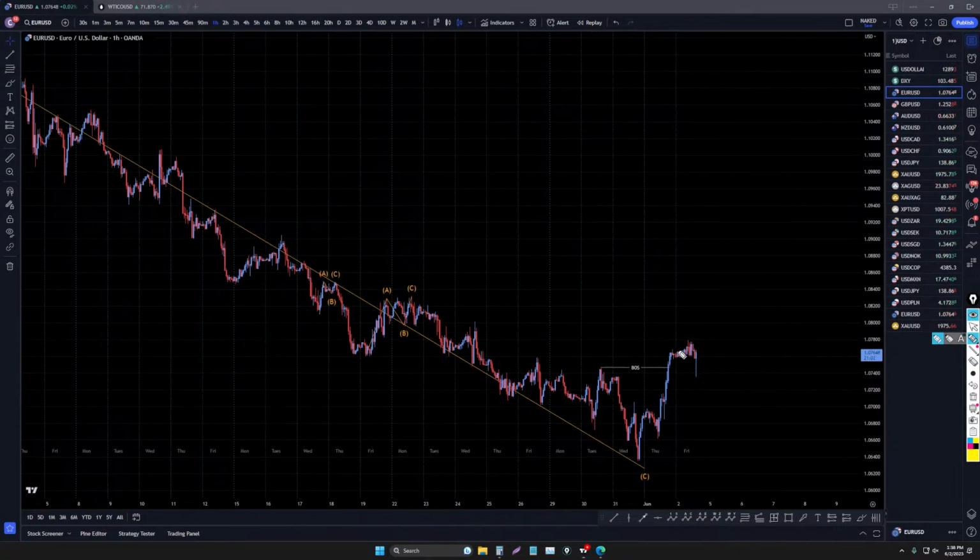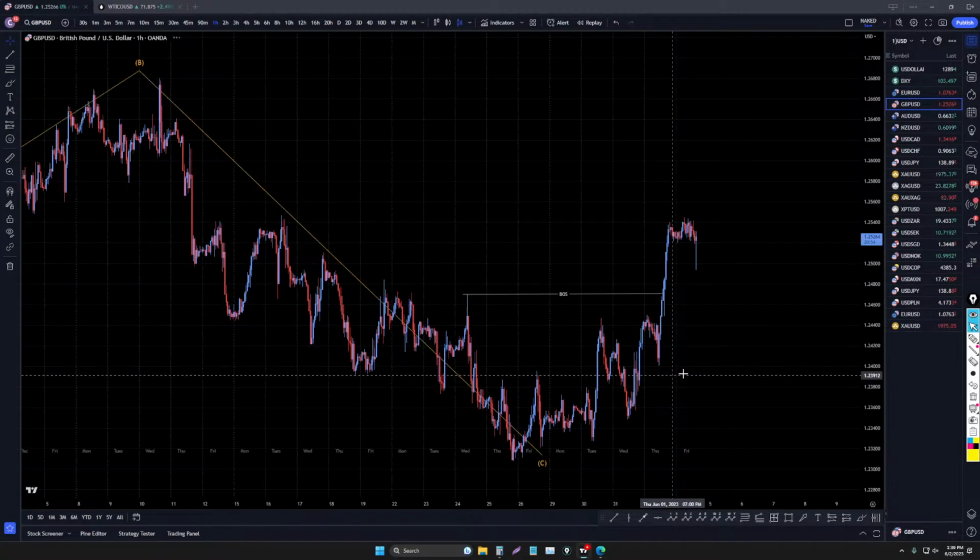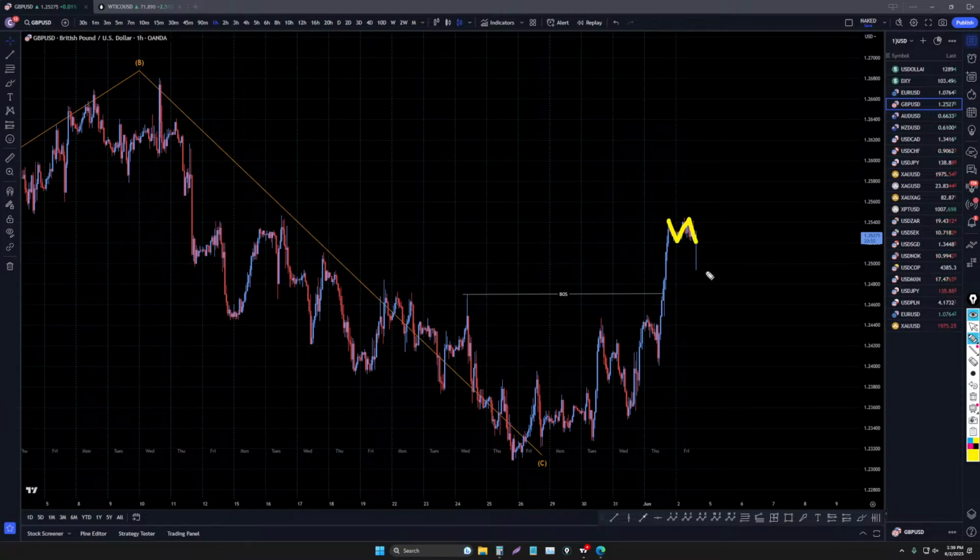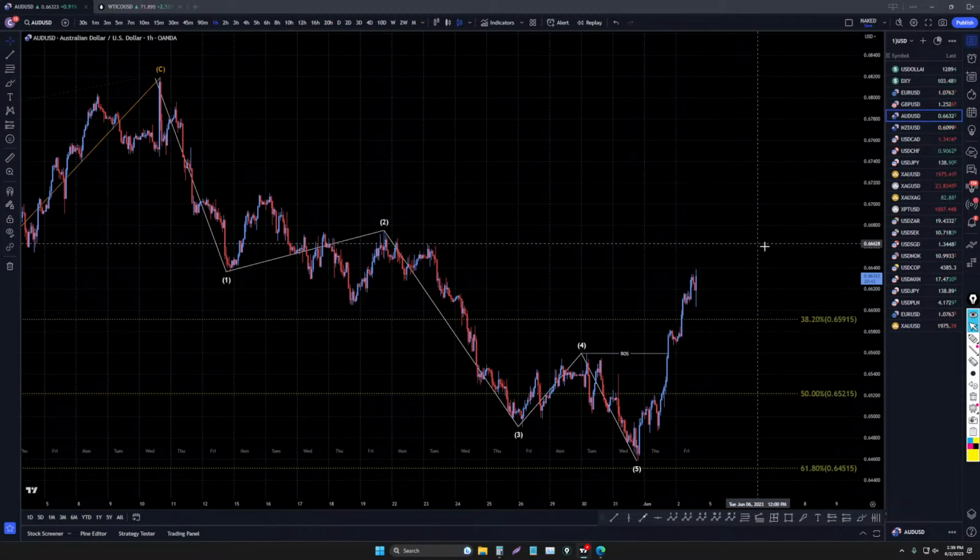Euro dollar, nice little stop hunt. I bet that right there is an ABC, and I bet this is going to start making its way up also. Pound dollar. Pound dollar looks more convincing actually that it made an ABC and that the next move is going to just keep on drifting up. So I think that the move is going to slowly take hold to the upside.